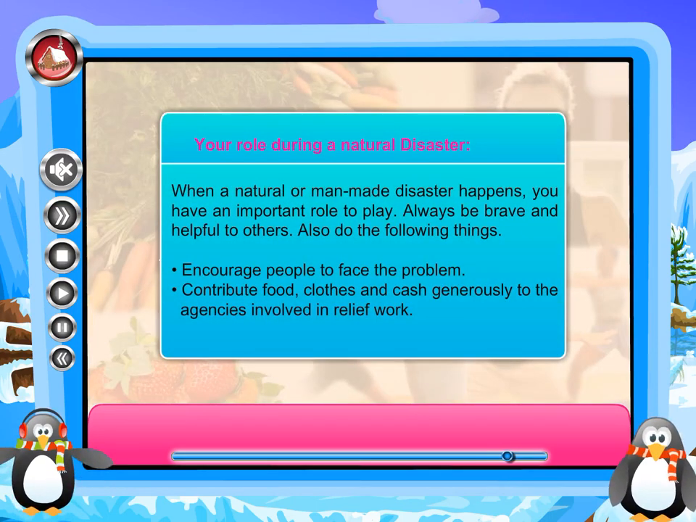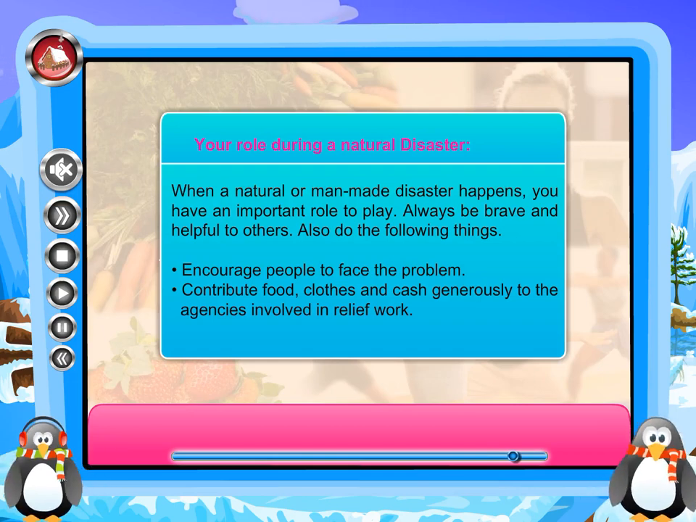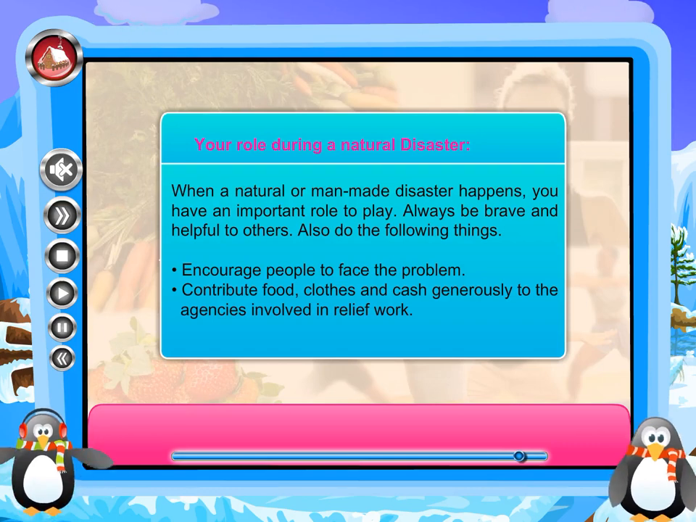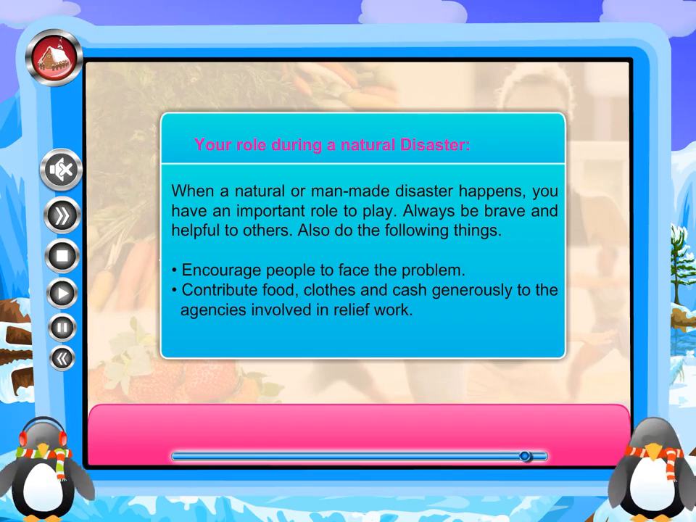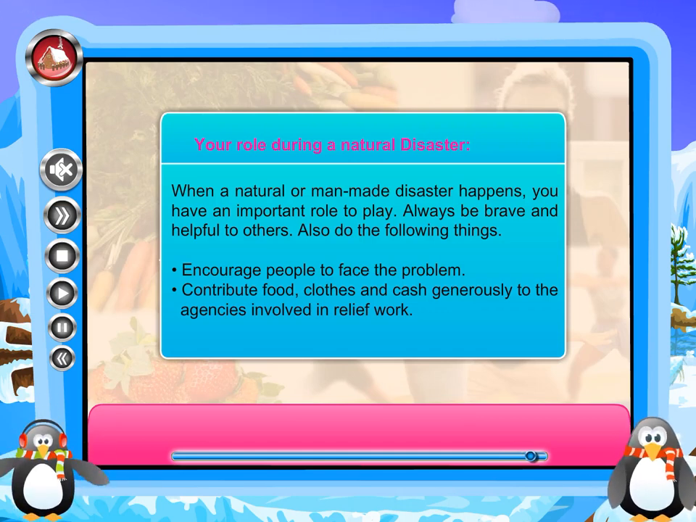Your role during a natural disaster. When a natural or man-made disaster happens, you have an important role to play. Always be brave and helpful to others. Also, do the following things. Encourage people to face the problem. Contribute food, clothes and cash generously to the agencies involved in relief work.